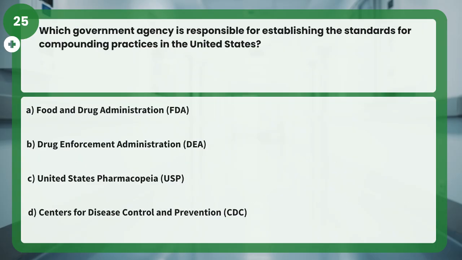Question 25. Which government agency is responsible for establishing the standards for compounding practices in the United States? A. Food and Drug Administration, FDA. B. Drug Enforcement Administration, DEA. C. United States Pharmacopoeia, USP. D. Centers for Disease Control and Prevention, CDC.